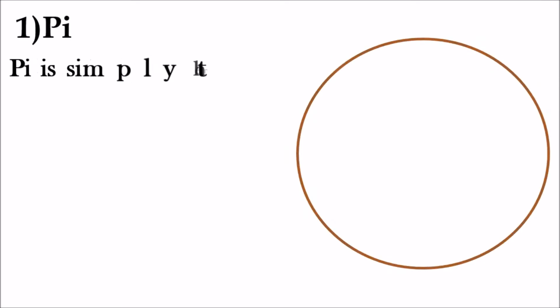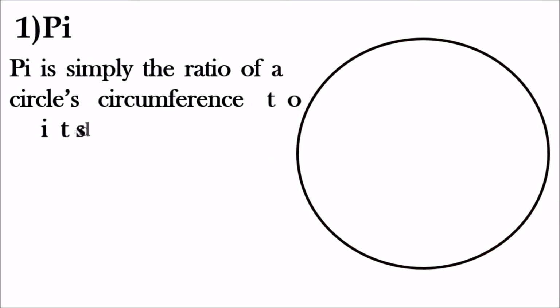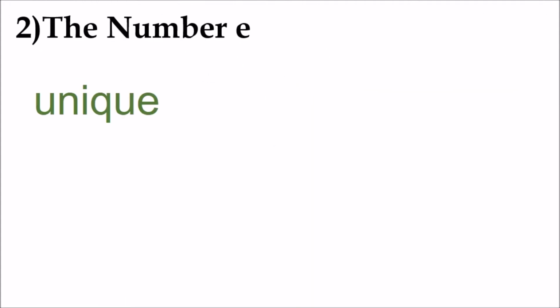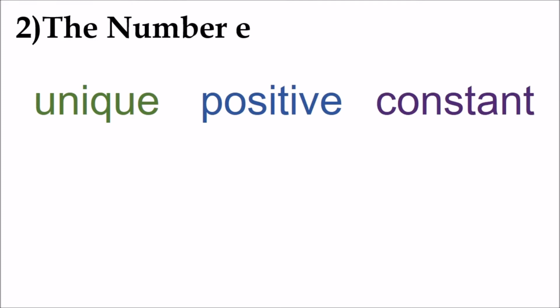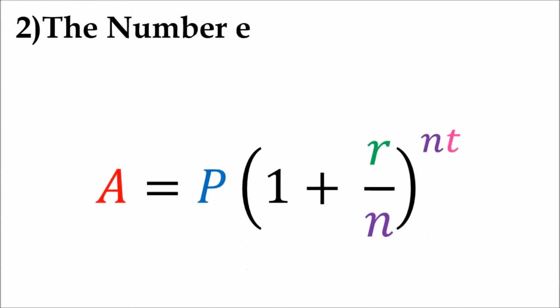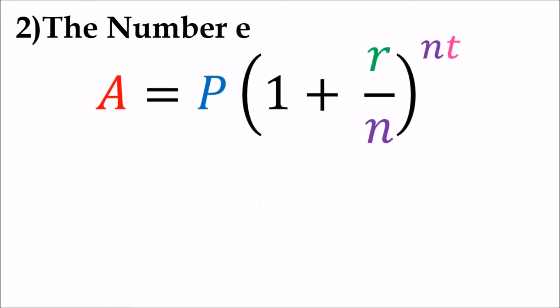Pi is simply the ratio of a circle's circumference to its diameter, and it's equal to approximately 3.14. e is a unique positive constant number that's approximately equal to 2.71828. This number is the basis for so many real-world applications involving exponential functions that the idea of how it came through is very interesting. One way to look at it is through the compound interest formula.